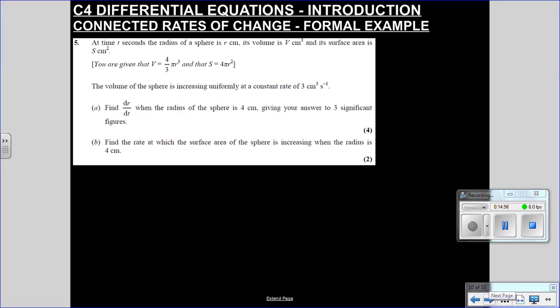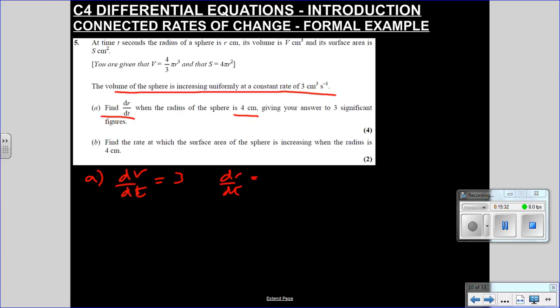Last one then, formal example. This is the kind of thing that you should expect to find. Very similar. So it says the volume of the sphere is increasing uniformly at a rate of 3 centimeters cubed. So it doesn't say proportional, so you're just instantly writing equals. So volume of a sphere, dV by dt equals 3. It wants us to find dr by dt when the radius of the sphere is 4. So dr by dt, that's what it wants.